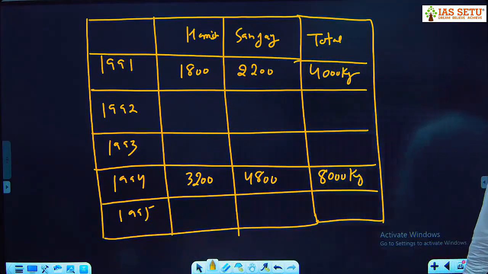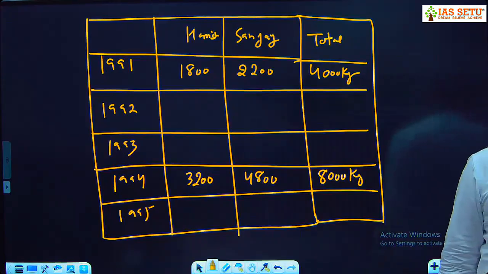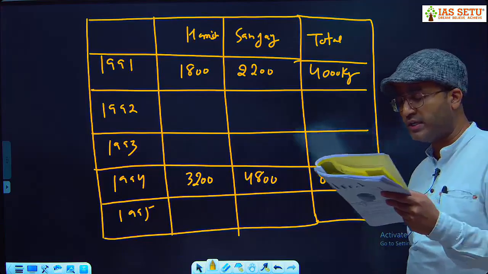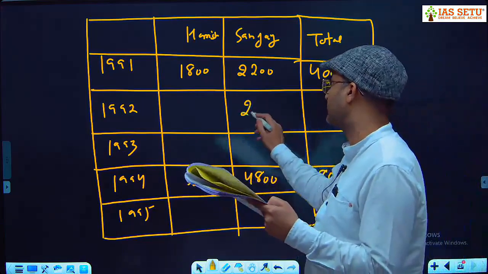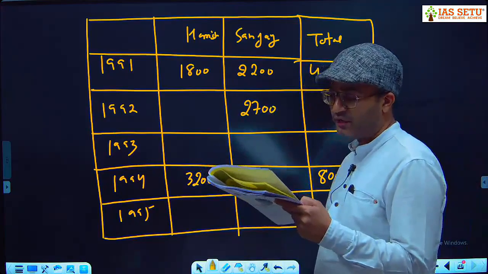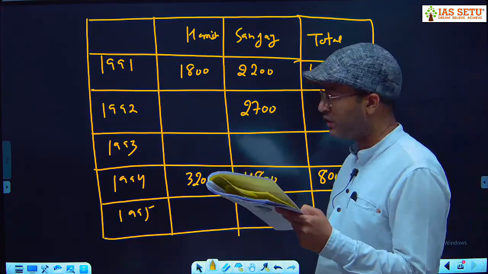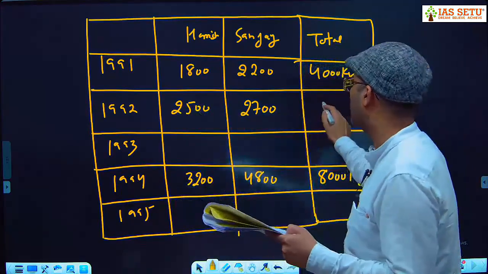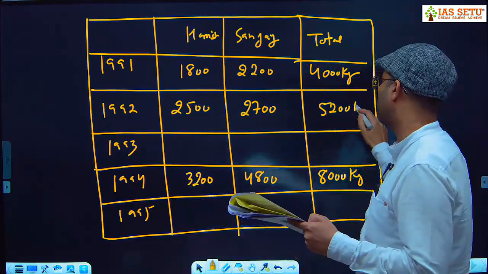Sanjay found that Harish was more considerate in that year than in 1992. 1992 when he had received 2700 kg. 1992 में उसको 2700 kg मिला, which was only 200 kg more than Harish. So it means here Harish got 2500, total production 5200 kg.